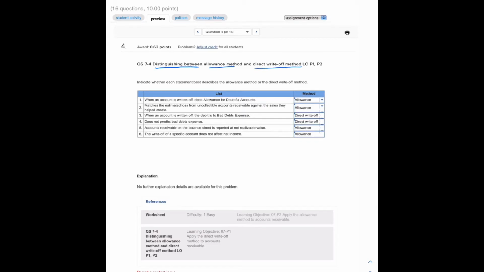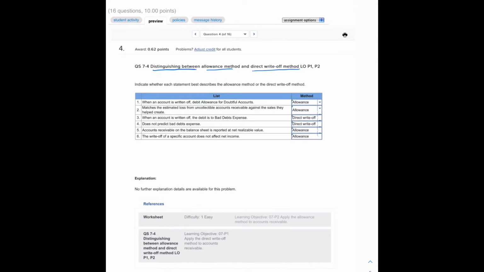We're going to have to pick, is this a characteristic of the direct write-off method or of the allowance method? So we'll just go down through these and kind of talk about them as we go. So when an account is written off, we debit the allowance for doubtful accounts. Well, under the direct write-off method, we just debit bad debt expense. So we know that can't be the direct write-off method. So we know that must be the allowance method.